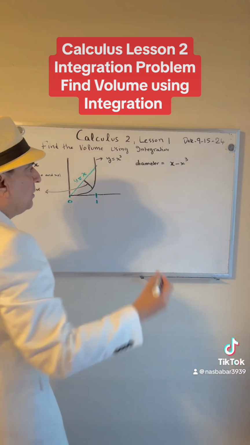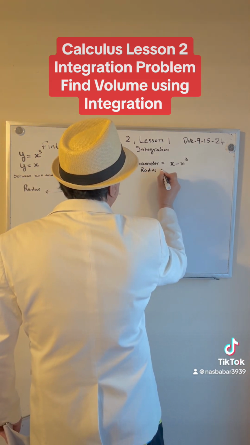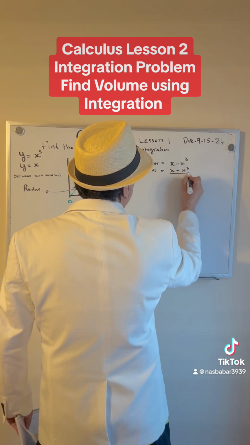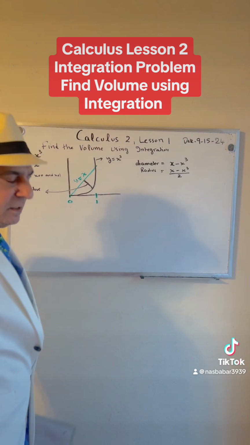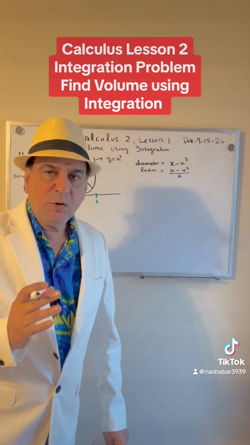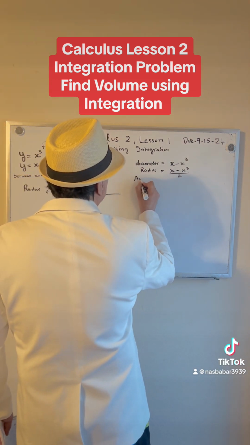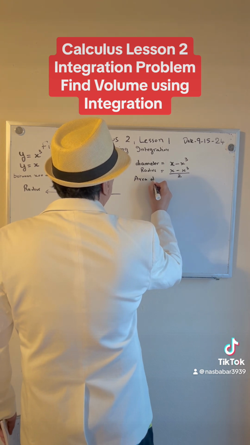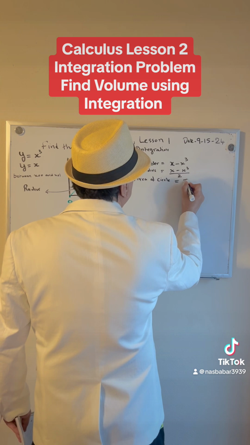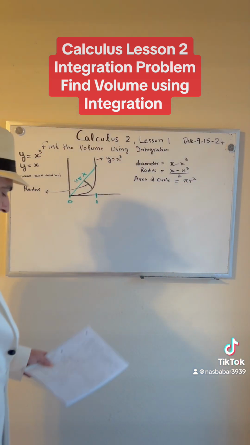If this is the diameter, then what is the radius? Radius would be x minus x cubed over 2. You agree with that? Pretty straightforward, right? Now let me ask you this. What is the area of a circle? Area of a circle is pi r squared, right? That's pretty basic. You learned that back in your 8th or 9th grade, right? That's the area of the circle.